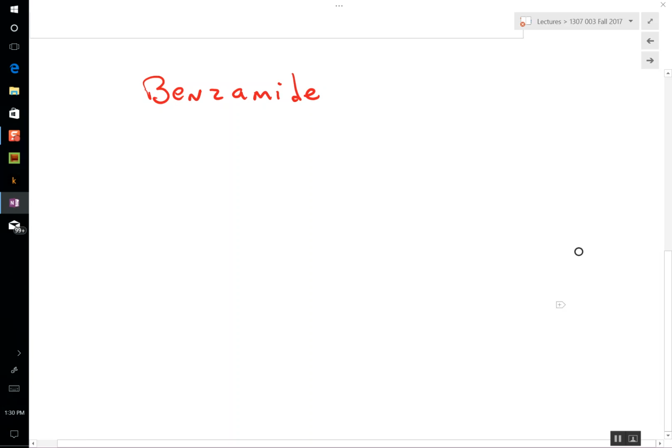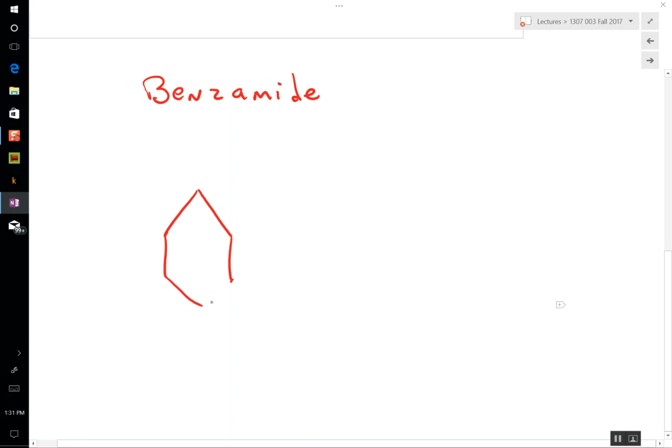Benzamide. There you go. So the hydrogen would be where? So this would be the bond from hydrogen? No, there's none of that. But that's got to be aromatic. You got it? No, now you have that's aniline. That's aniline. Okay, this is different.